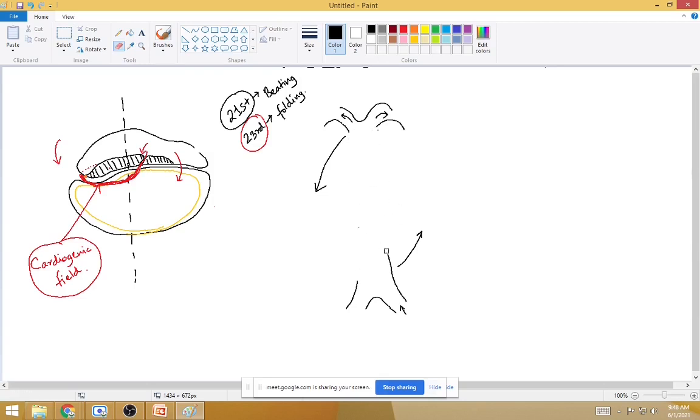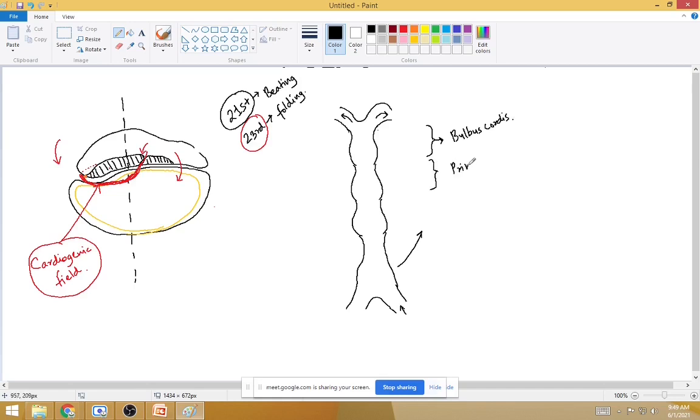Okay, so there are basically 4 swellings. We just draw the first, then second, third, and lastly the fourth part. So this first one is known as the bulbous cordis. This is known as the primitive ventricle.